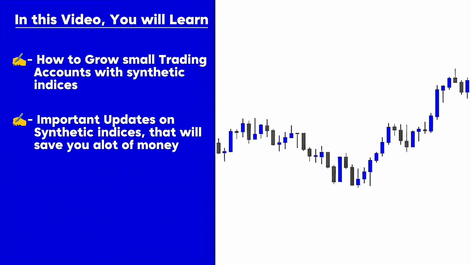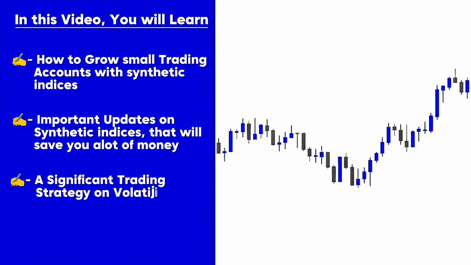And number three, you'll be learning a significant trading strategy on volatility 50 for raising small accounts. This strategy is so good and it does not only work on volatility 50 but a lot of synthetic indices in the market. But the reference of this video will be volatility 50 because it will help us to raise our small accounts. Now, let's get to it.